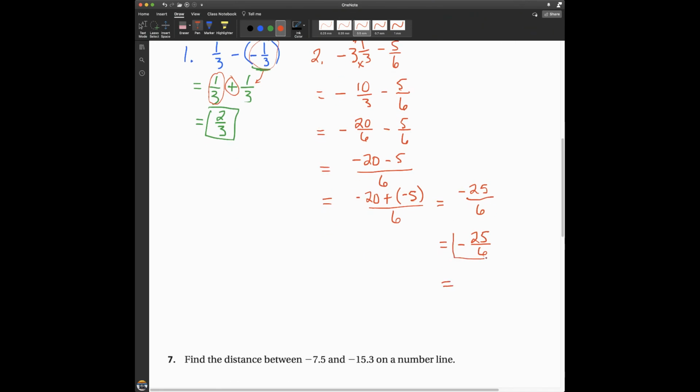This is a perfectly good answer. But sometimes in Big Ideas, they want you to write your answer as a mixed number. So then how do I do that? Well, how many times does 6 go into 25? It goes in 4 times. 6 times 4 is 24. So there's one left, and it's over 6. And don't forget to bring along that negative sign. So we're good to go there.